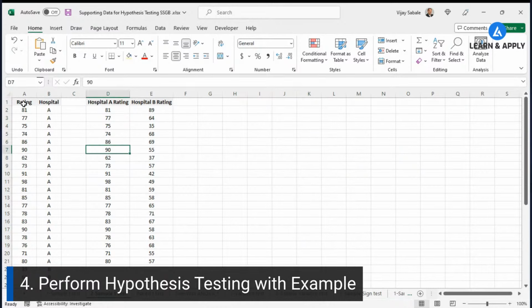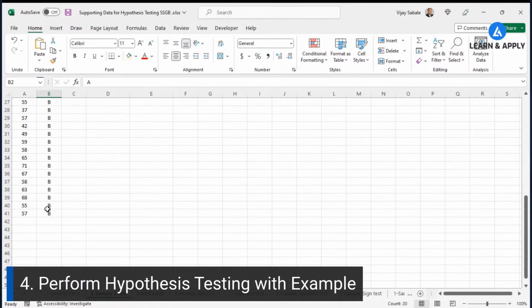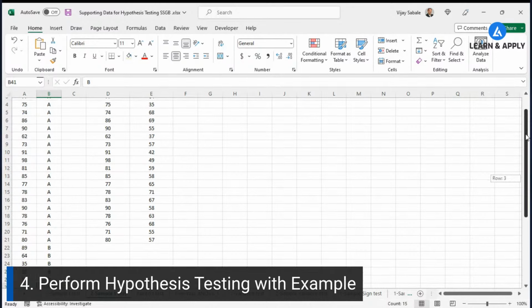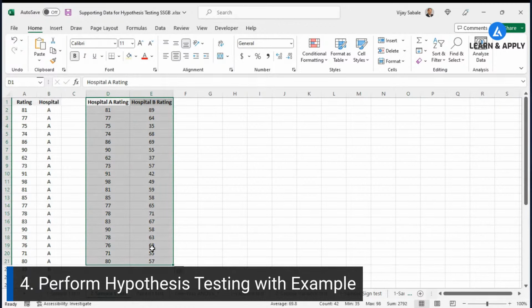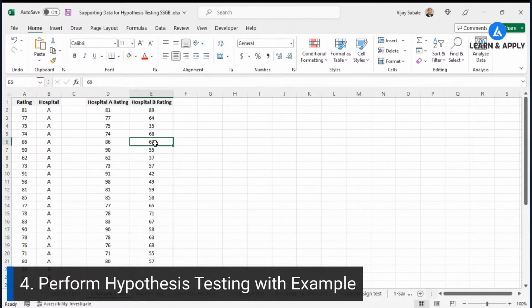Okay. So these are the ratings for hospital A. We have 20 samples. We can see here, count 20. And there are 20 ratings for hospital B, right? To see that at a glance, I have just inserted that here. So we can see here there is a hospital A rating and a hospital B rating, right? Now, as we had seen, we want to compare whether hospital A and hospital B have different ratings or not. For that purpose, we are going to use the two sample t-test.